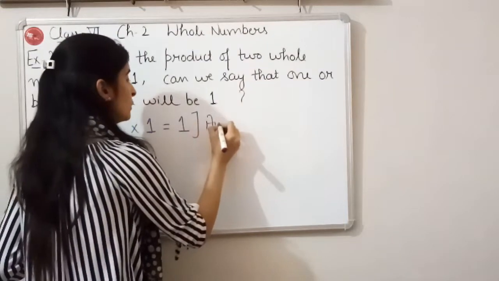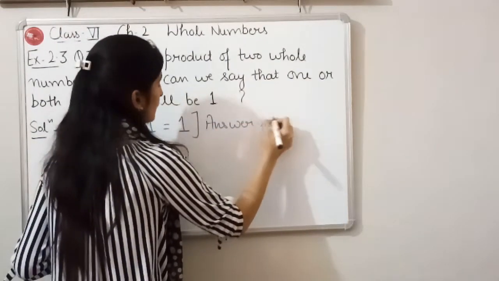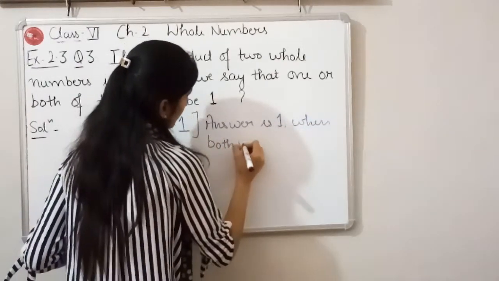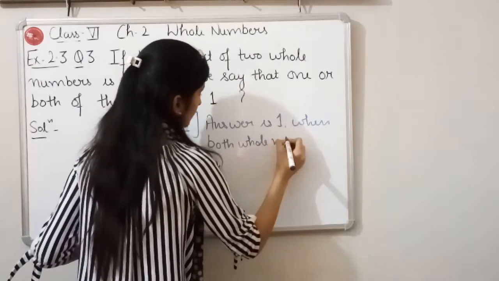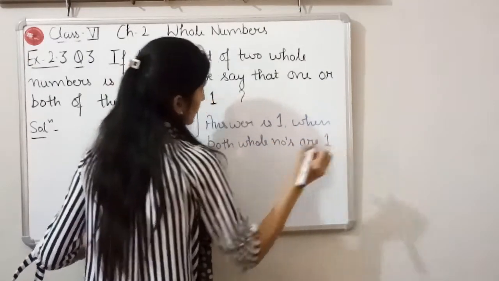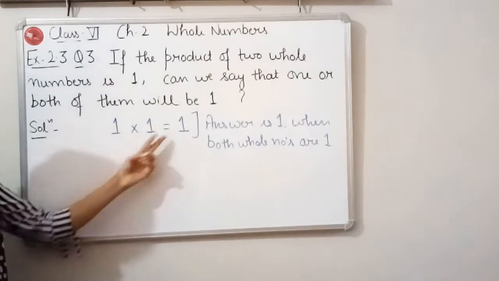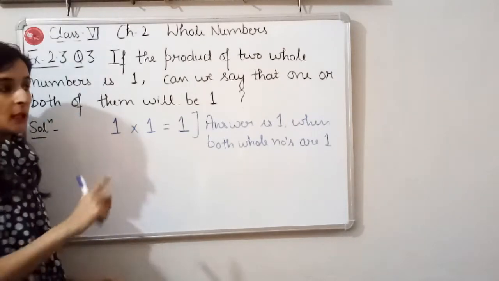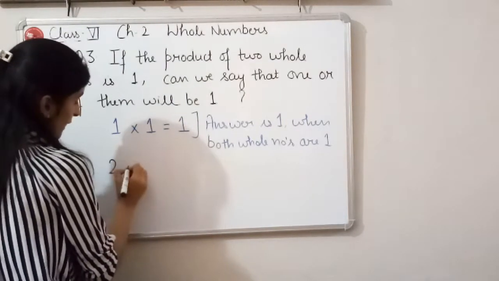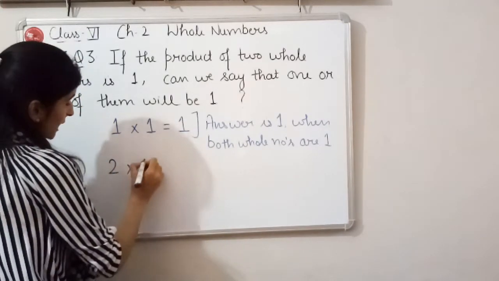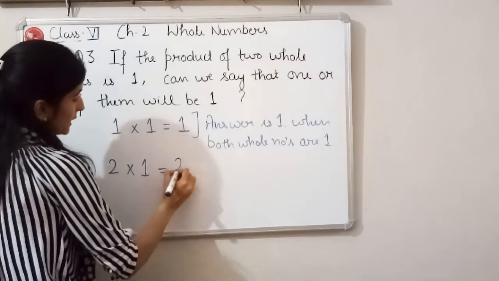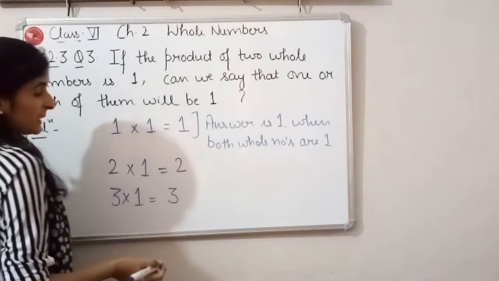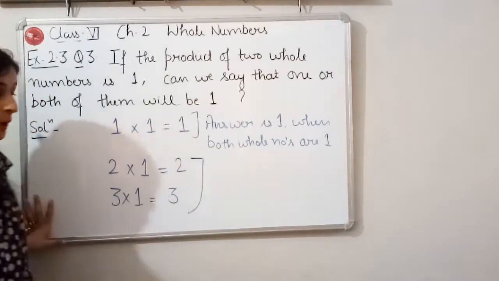So this is true that the answer is 1 when both whole numbers are 1. If both whole numbers are 1, then only we will get the answer 1. But suppose we have one whole number equal to 1. One whole number we are taking 2 and another we are taking 1. So 2 multiplied by 1 is 2. 3 multiplied by 1 is 3. So it means here the answer is not equal to 1.